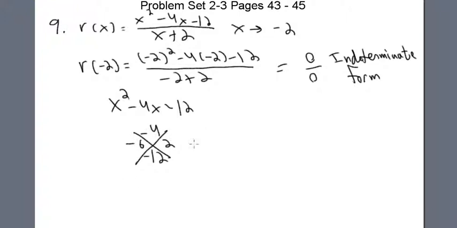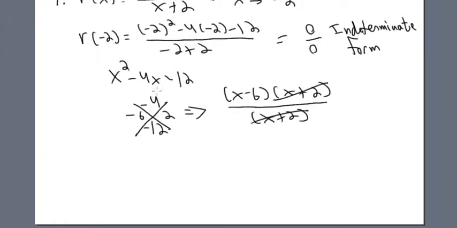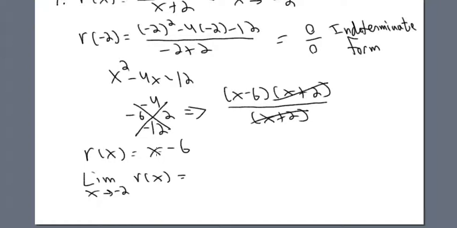So factored form, this turns into x minus 6, x plus 2, and then the bottom is x plus 2. X plus 2 is canceled. My newly defined function r of x is just x minus 6. That's all that's left. So I want to know the limit as x approaches -2 of r of x. Well, if I plug -2 in here, -2 minus 6 is -8. Okay, pretty simple.